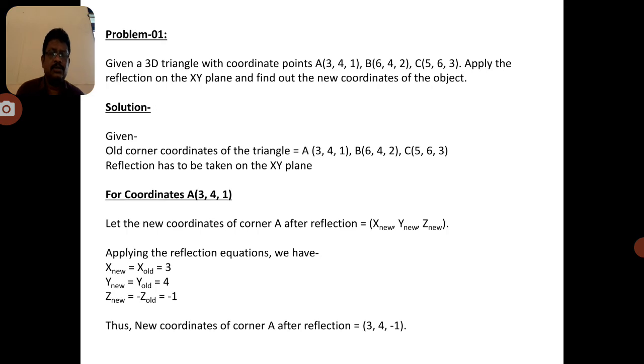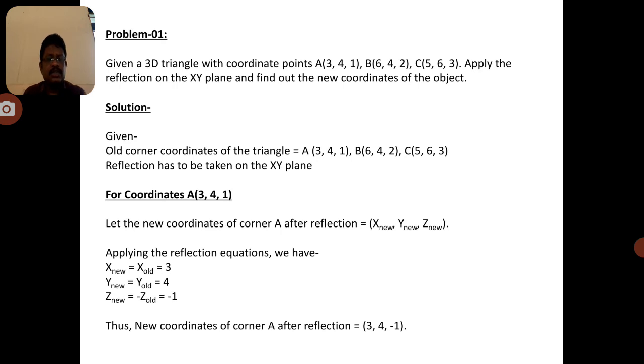Now we go through the problem. Here we can observe the 3D triangle coordinates. The triangle is nothing but three coordinates given as A, B, C. So A is 3, 4, 1, B is 6, 4, 2 and C is 5, 6, 3. Now applying the reflection on the xy plane only. Now we concentrate only on the xy plane. We already discussed that if the reflection takes place on xy, automatically the impact goes to z. So that's why the z value becomes negative automatically.